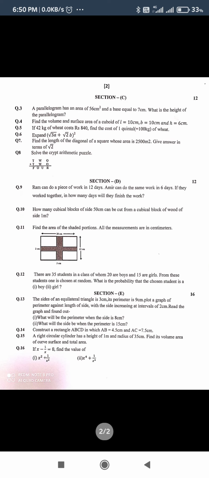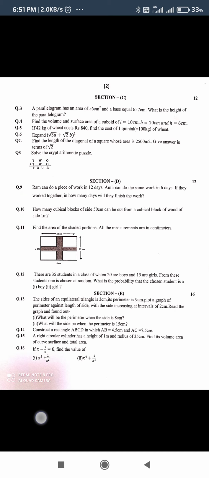Now move to section C. Section C consists of 6 questions of 2 marks each. So question number 3: a parallelogram has an area of 56 centimeter square and base equal to 7 centimeter. What is the height of the parallelogram? So by using the formula of a parallelogram we have to find its height.